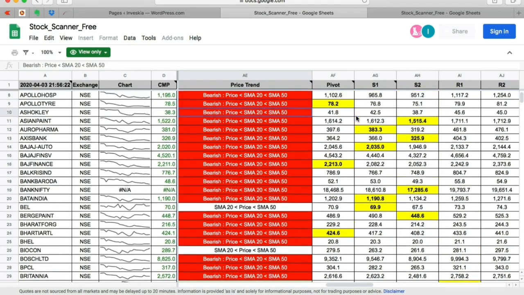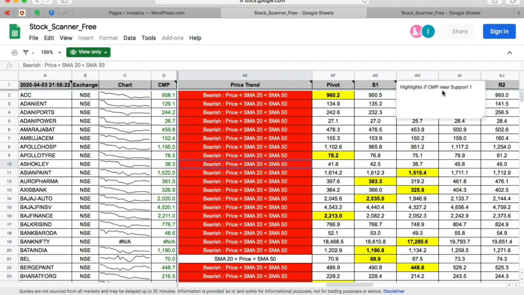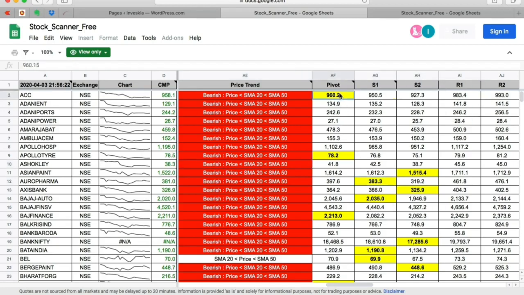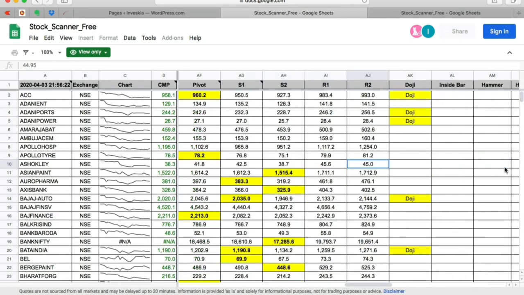We have pivots over here, pivots S1, S2, R1, R2. You can see the highlighted pivots are those where the current market price is near those pivots. For example, 78.2 is the pivot of Apollo Tyres and the current market price is 78.5. That is, it is lying near the pivot. So you will get highlighted over here for support 1, support 2, resistance 1 and resistance 2.